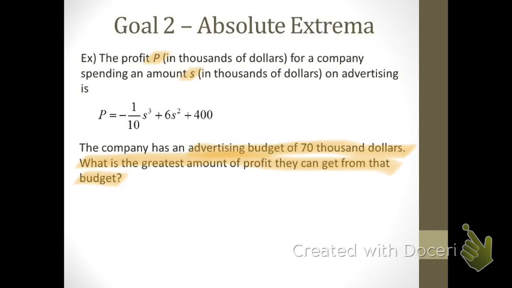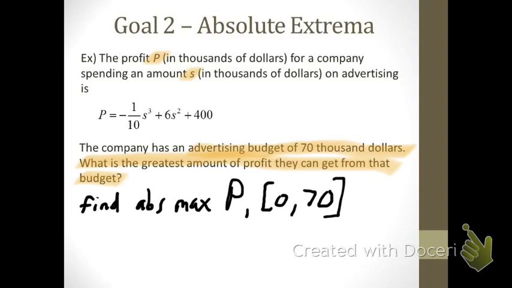All right, there's this law of diminishing returns that's applicable here. Okay, so what are we trying to do? We're trying to find the absolute maximum profit they could earn on the interval from 0 to 70. Now, I know the advertising budget was $70,000, but remember that the profit and the amount S were also measured in thousands of dollars. So if we just put 70, that represents 70,000.